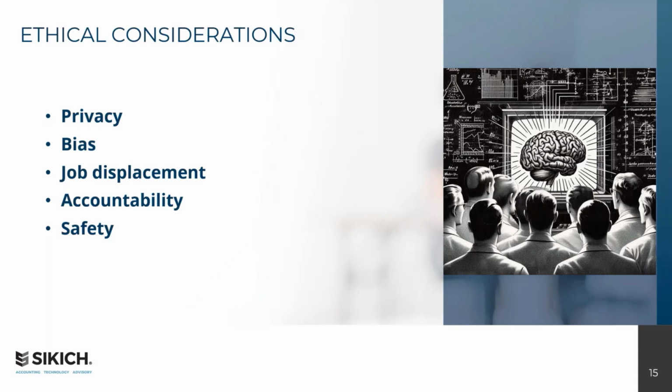And of course, safety. As AI systems become more autonomous and capable of making decisions on their own, there is a risk that they may cause harm to humans or the environment. This raises important questions about how to ensure the safety and reliability of systems, particularly in autonomous vehicles and robotics.